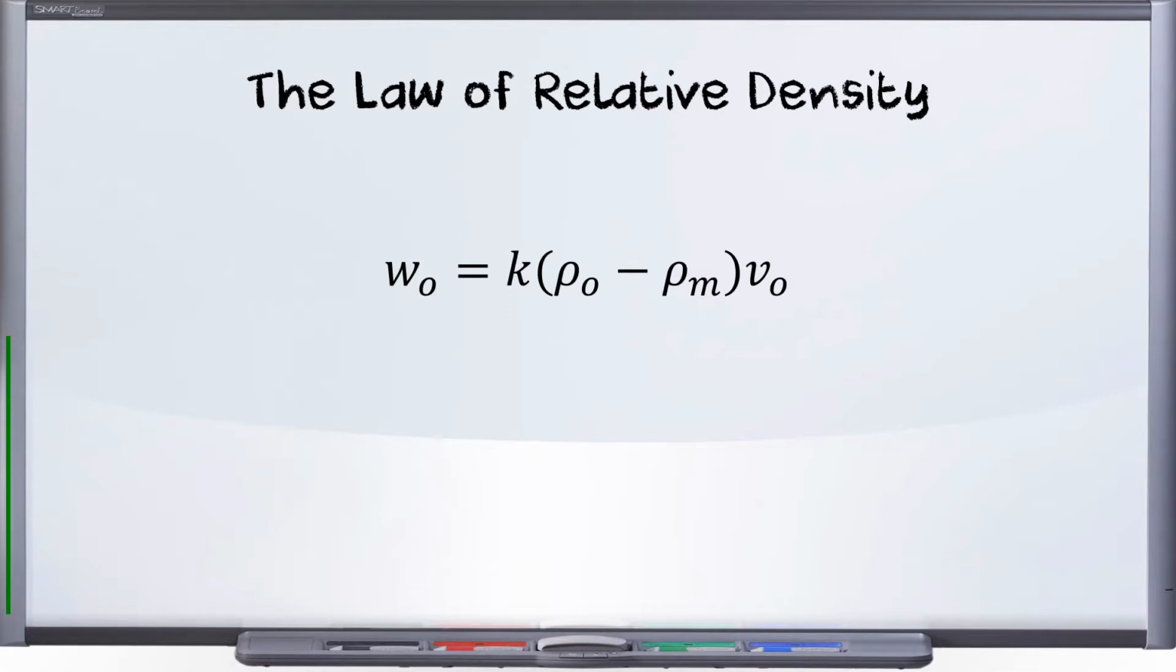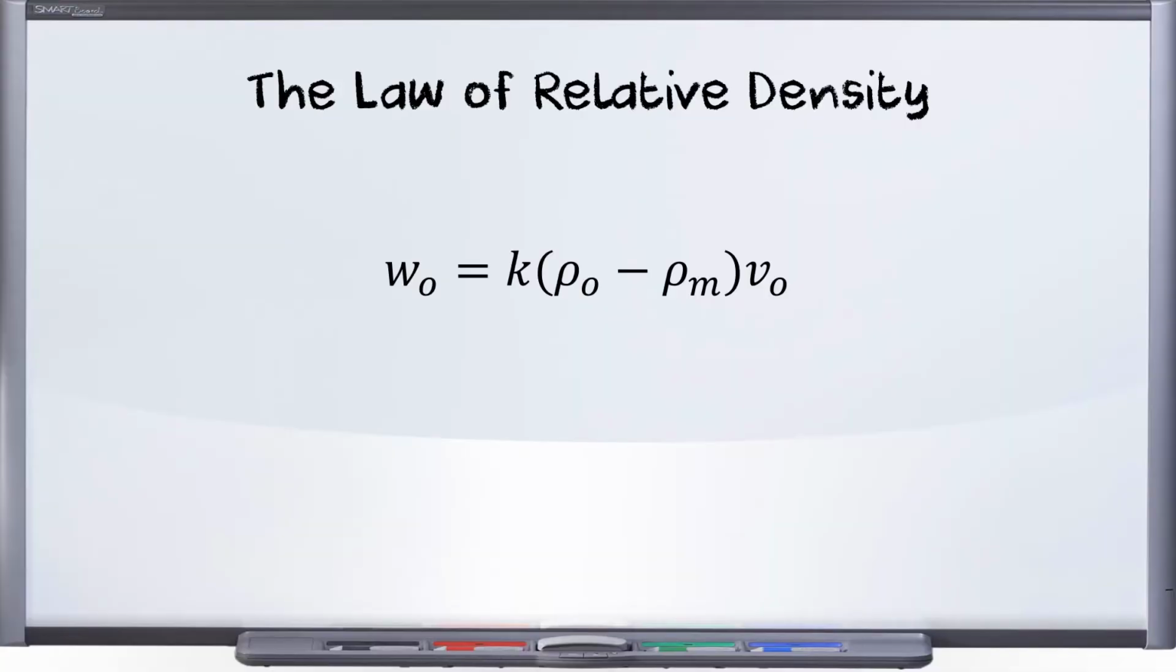Let me take you through this. I'm using the O subscript to denote an object and the M subscript to denote a medium. W sub O is the weight of the object. V sub O is the volume of the object. The Greek letter rho is traditionally used to denote density. So rho sub O is the density of the object, and rho sub M is the density of the medium. The difference right here is the term I'm calling the relative density.